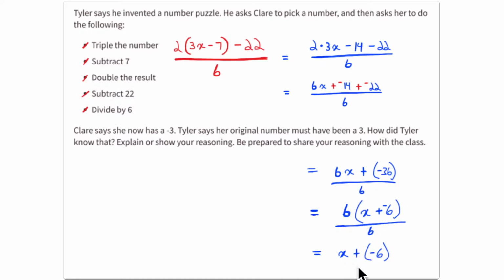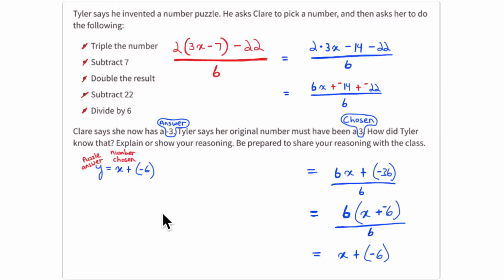So you get down to here, x is the number that Claire initially chose. So y is equal to the answer. So you take the number she initially chose and you add -6. So the number she originally chose was 3. You add -6 to 3, and you end up at -3. So instead of going through all these steps, you could just add -6.